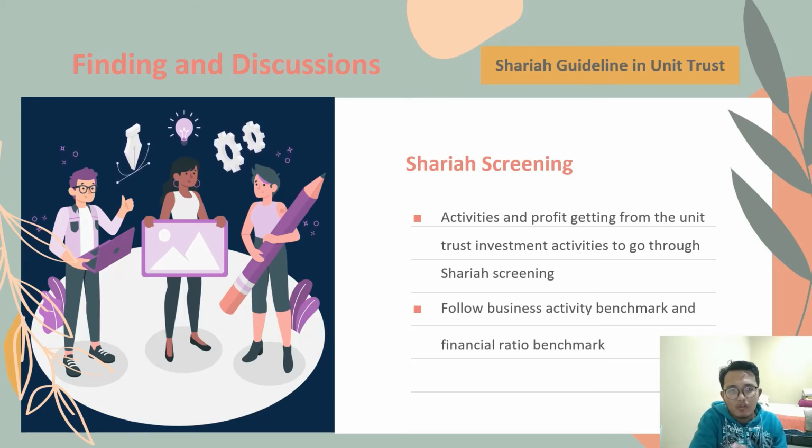The second one is the need to follow the business activity benchmark and financial ratio benchmark provided by the Shariah Advisory Council of the Securities Commission, and also by their internal Shariah advisor that has been appointed before. It is to ensure that the whole business or investment activity of the unit trust follows the Shariah guideline and Shariah principles, avoiding any prohibited element in their profit.